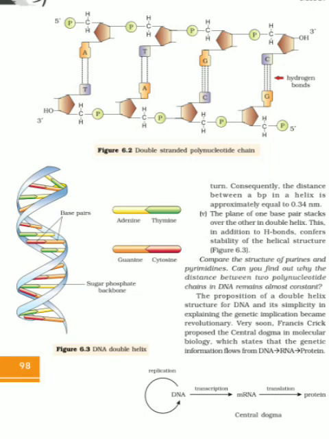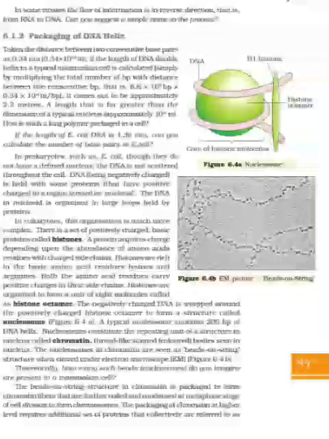The proposition of a double helix structure for DNA and its simplicity in explaining the genetic implications became revolutionary. Very soon, Francis Crick proposed the central dogma in molecular biology, which states that the genetic information flows from DNA to RNA, RNA to protein. In some viruses, the flow of information is in the reverse direction, that is, from RNA to DNA. Can you suggest a simple name to the process?